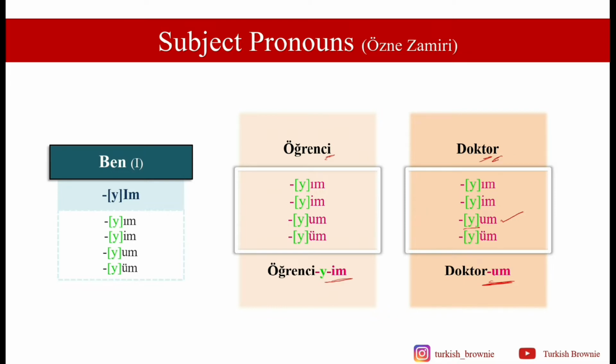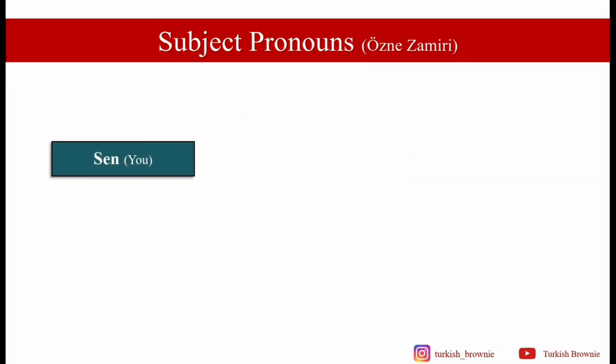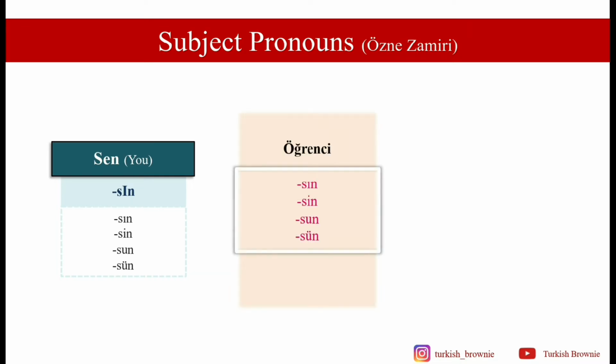And now let's use these example words for the Turkish pronoun sen, or you in English. And the suffix here is this, meaning there are 4 options: sın, sin, sun, sün. And our example word öğrenci, the 4 options that we have. So since the last vowel here is I, we're going to use the I form. So the word becomes öğrencisin. The sin personal suffix in itself shows that I'm talking about you.